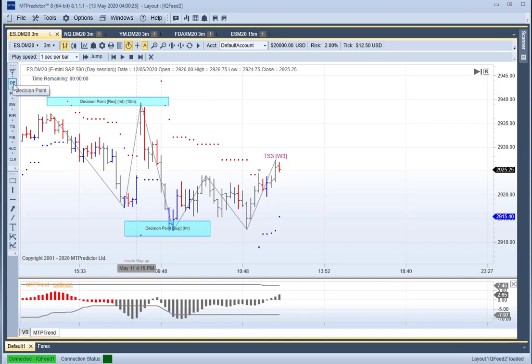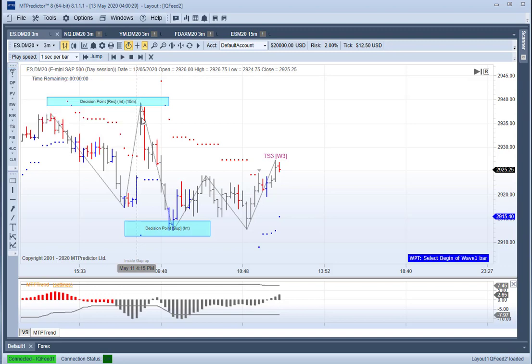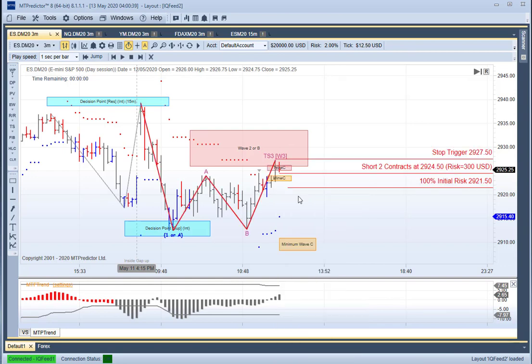Remember we were looking to be into our wave 2 or B area, and now we're at this area. Do you see that? Now we're at this area here. So this would be a very good trade setup to take. So we right mouse click, do analysis.